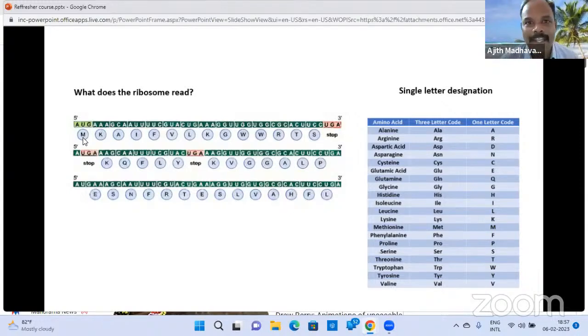Then what about 3? So 4 power 3 is 64, meaning you have a sufficient number to represent 20 amino acids. So basically the ribosome reads these 3 letters in order to find out which amino acid needs to be included in a protein. A collection of amino acids, you call it a protein.